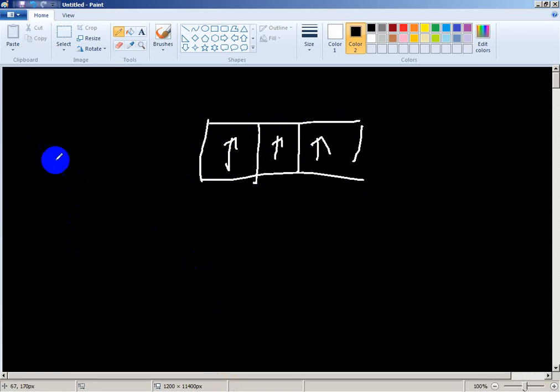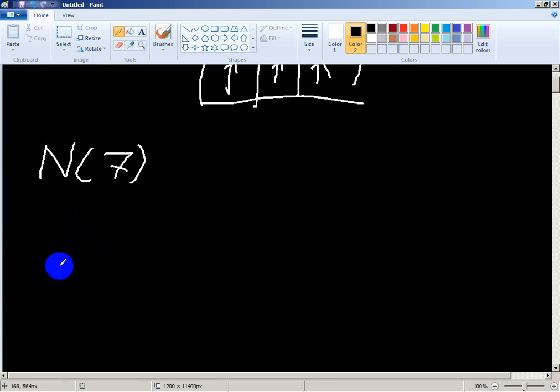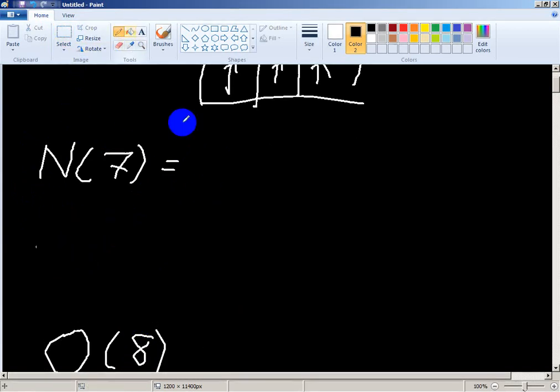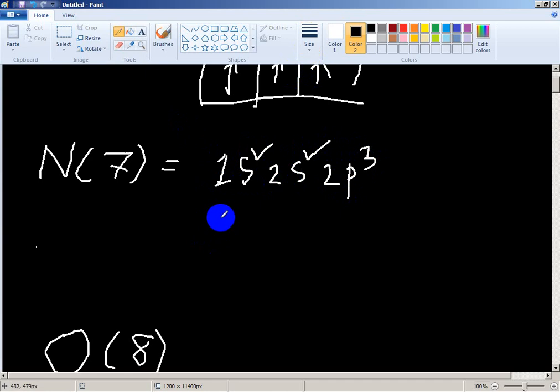Now we know the electronic configuration. Nitrogen has 7 electrons and oxygen has 8 electrons. So what will it be for these? For nitrogen: 1s2, 2s2, 2p3. So what will the Hund's rule arrangement be?